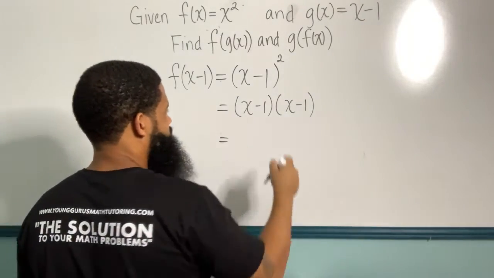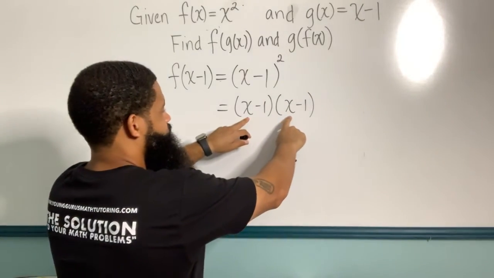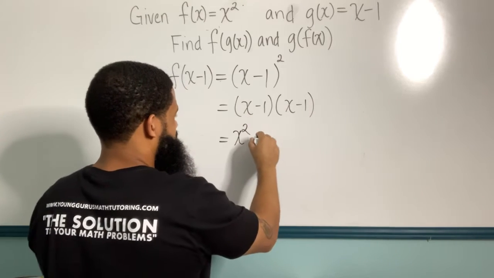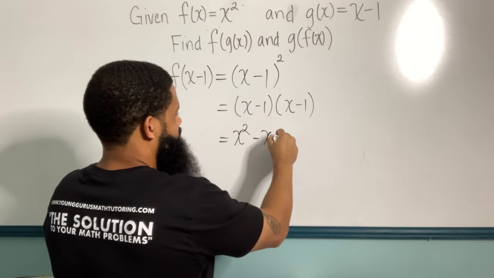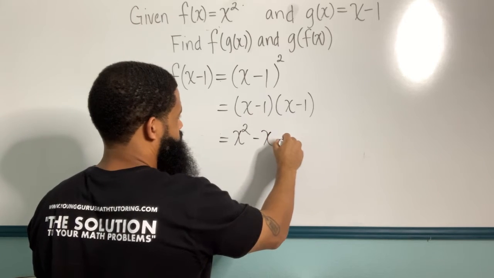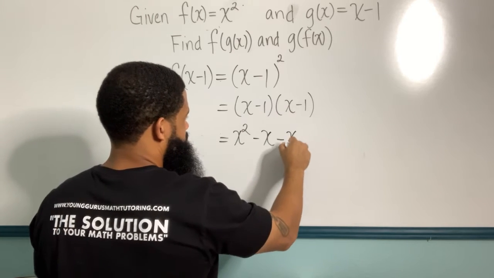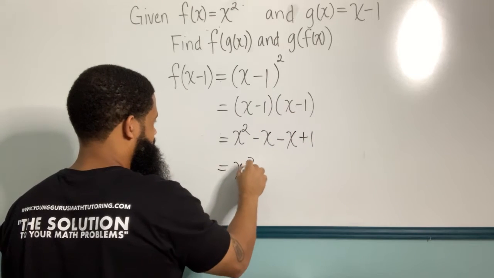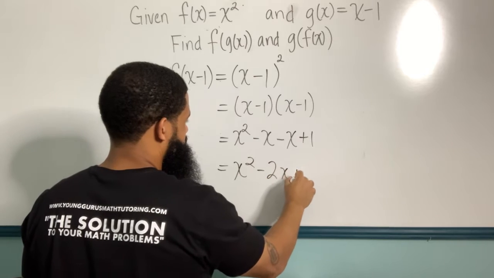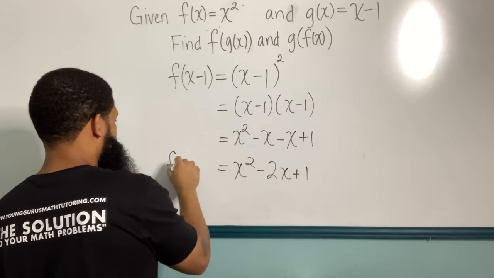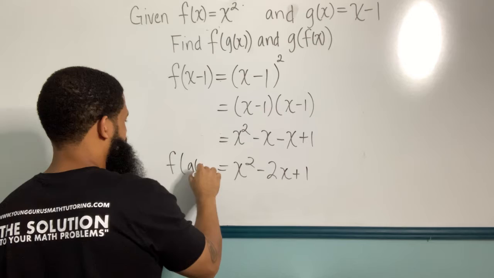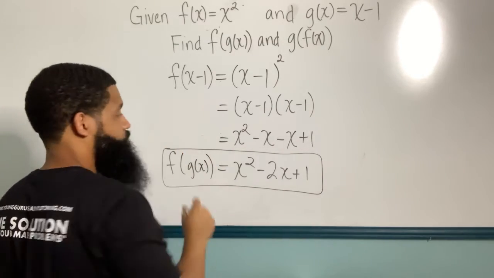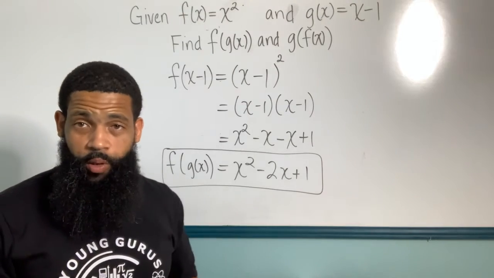binomials. I always use FOIL method, so I'm going to do first x times x, outside, so x times negative 1, inside minus x times negative 1, or negative 1 times x, and then last negative 1 times negative 1, which is positive 1. We simplify that, x squared minus 2x plus 1. So f of g of x is equal to x squared minus 2x plus 1.